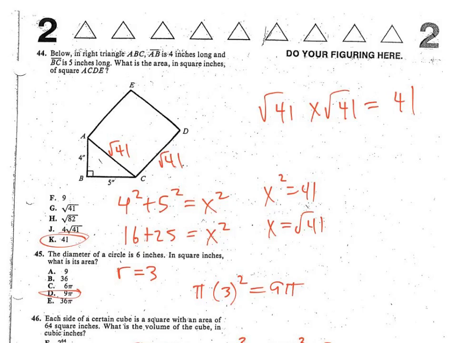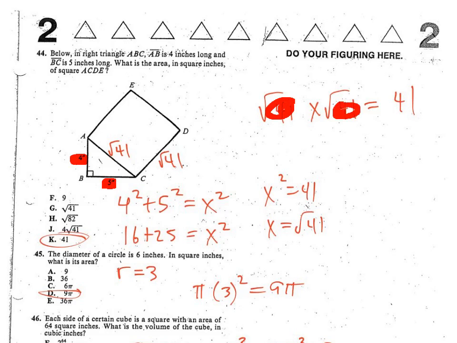Problem 44 is asking you to find the area of ACDE using the Pythagorean theorem, a squared plus b squared equals c squared. We solve for x and get a value of radical 41. Given that it is a square, I simply have to take the square root of 41 times the square root of 41, which the radicals cancel, and we get a value of 41, letter K.